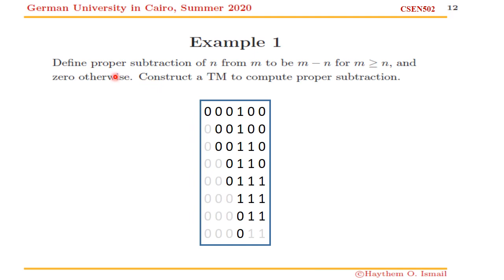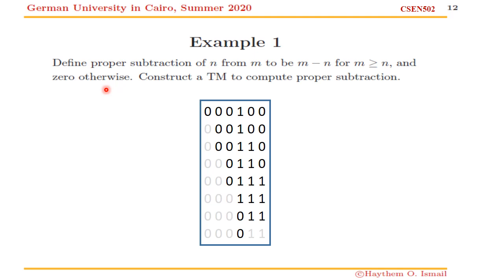We want to define what is called proper subtraction of n from m. The proper subtraction of n from m, where both n and m are non-negative integers, will be basically m minus n, the subtraction of n from m, when m is greater than or equal to n. Basically, when the result will be non-negative, and it will be 0 otherwise.